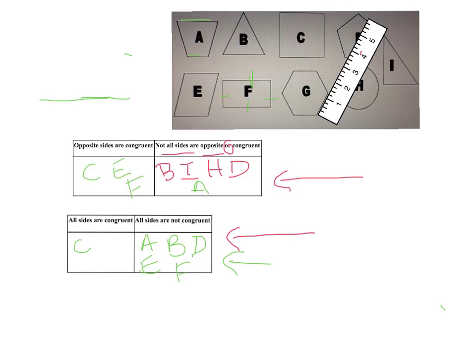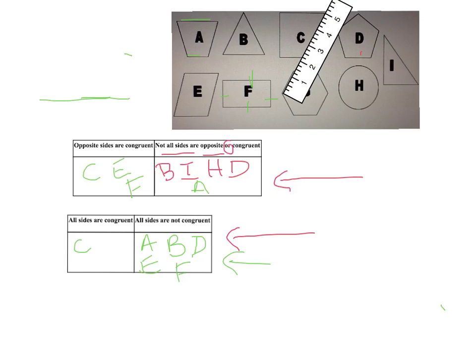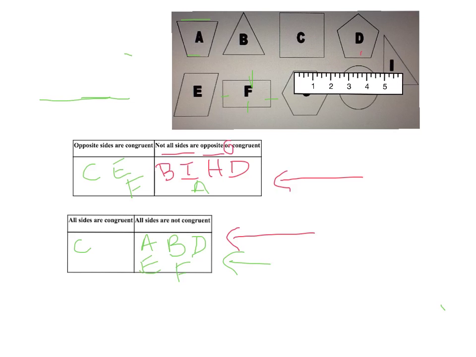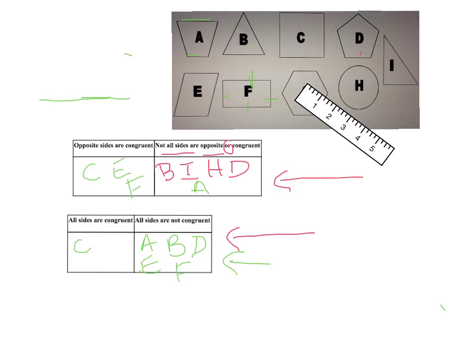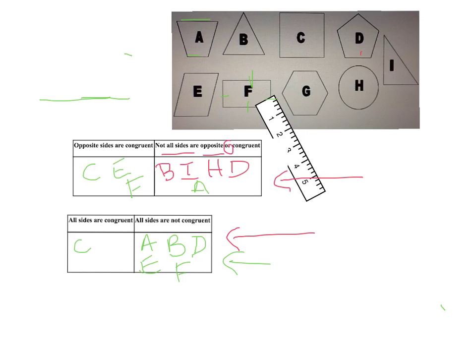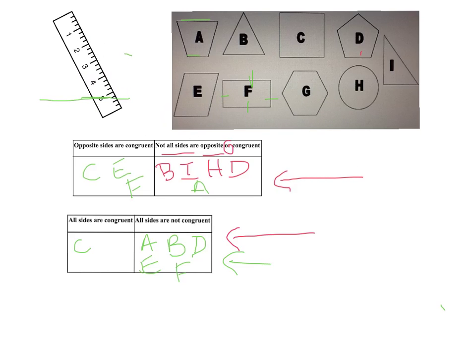We have about 1 1/4 here, 1 1/4 here, 1 1/4 here, 1 1/4 here, and then our last one, 1 1/4. So to me, G looks like all sides are in fact congruent. Are the opposite sides congruent? Yes. So that would fit in these two categories.